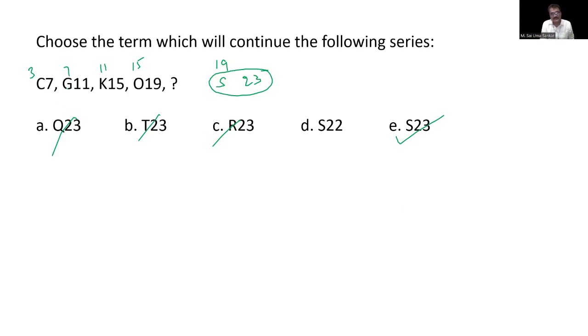Okay. C, G, K, O. C is the third letter, G is the seventh letter, K is the 11th letter, O is the 15th letter. Okay. If you are perfect in place values of each and every letter, your coding decoding is also very simple. Now here, 15 plus 4, you get 19. What is the 19th letter? That is equal to S. So the remaining options are cancelled. Now come to the number part: 7, 11, 15, 19. What is the next number? That is equal to 23. Yes, 23 is the correct answer.